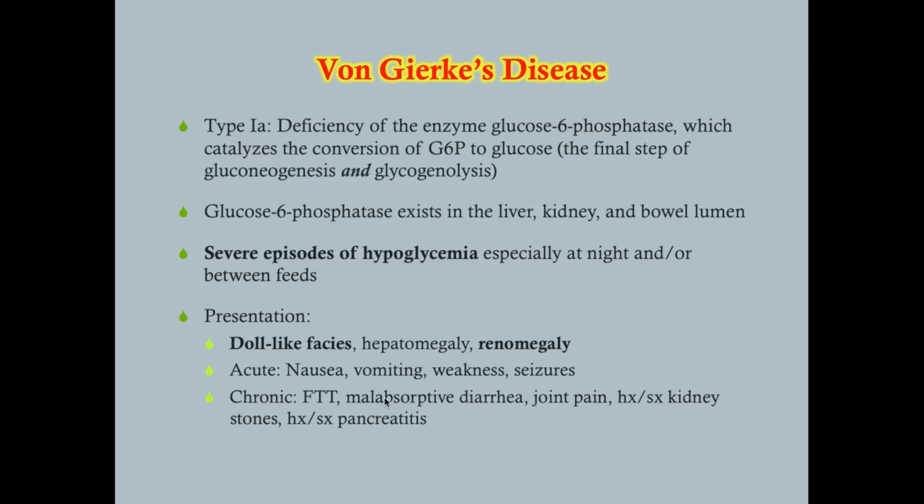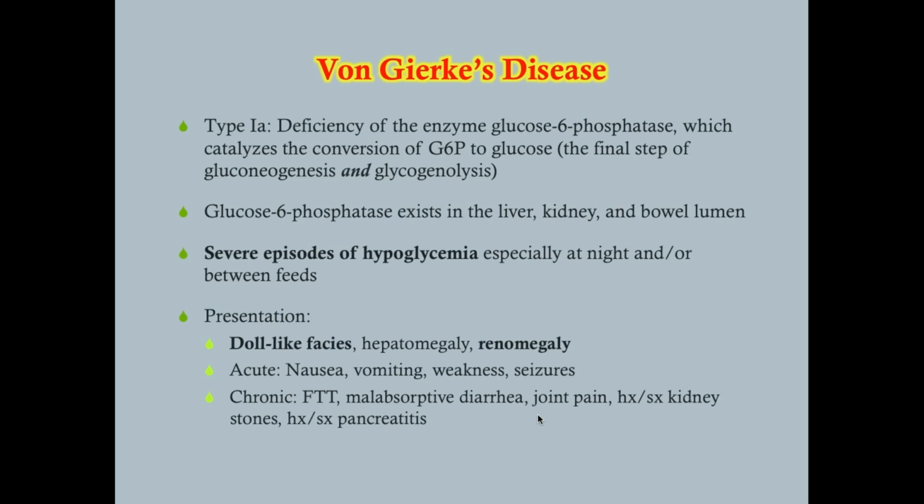This is severe hypoglycemia. Chronically, they can have failure to thrive because they're not making enough energy, malabsorptive diarrhea, because this exists in the bowel lumen as well. Joint pain. Why do they have joint pain? Well, one of the major clinical laboratory manifestations of von Gierke's is a lactic acidosis. Why do they have a lactic acidosis? Because one of the functions of gluconeogenesis, which requires glucose 6-phosphatase, is to convert lactic acid from the blood in the liver. It converts lactic acid back into glucose through gluconeogenesis. Well, if you don't have glucose 6-phosphatase, you can't do gluconeogenesis. Therefore, you can't convert lactate into glucose. Lactic acid is going to accumulate in the blood. That causes a lactic acidosis.